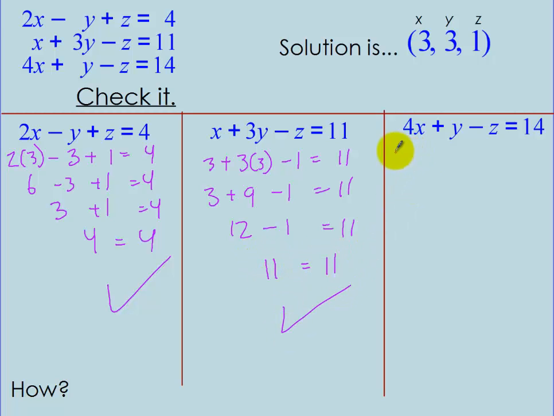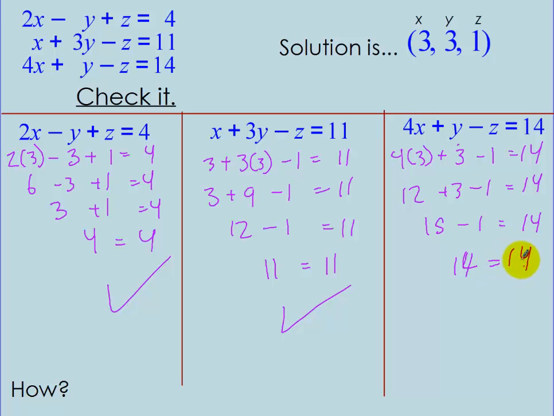The last one, it would be 4 times 3 plus 3 minus 1 equals 14. 4 times 3 is 12 plus 3 minus 1 equals 14. 12 plus 3 is 15 minus 1 equals 14. And 15 minus 1 is 14. And 14 equals 14, so all 3 check out. So we know that this solution is the solution.